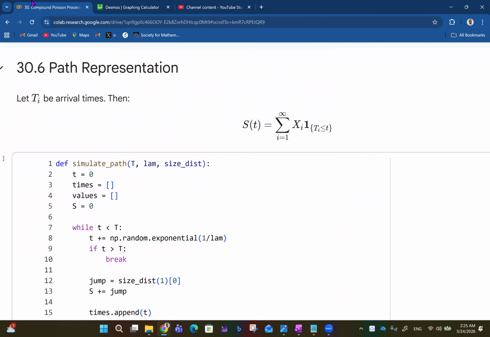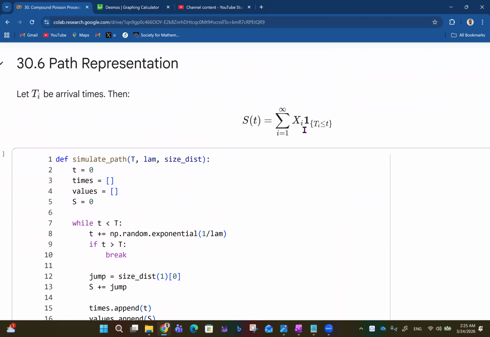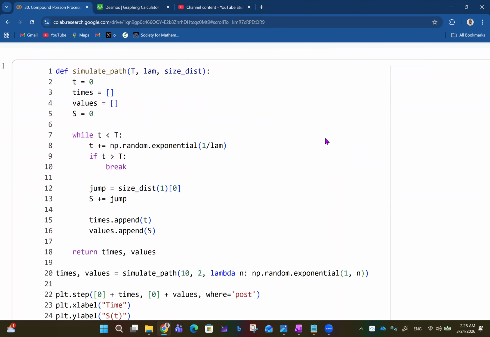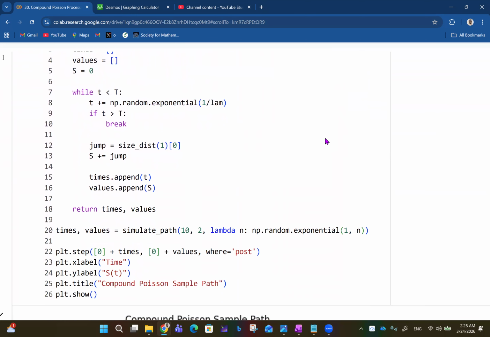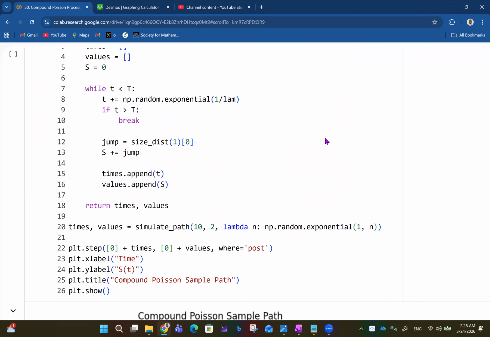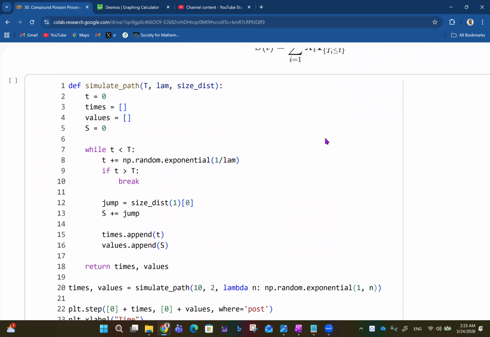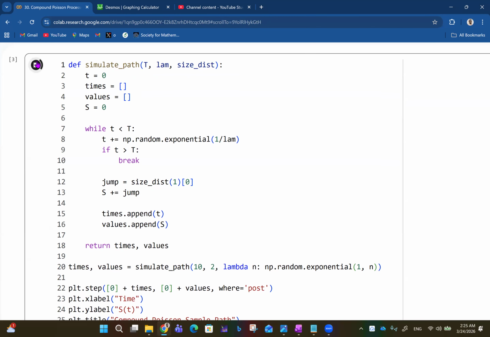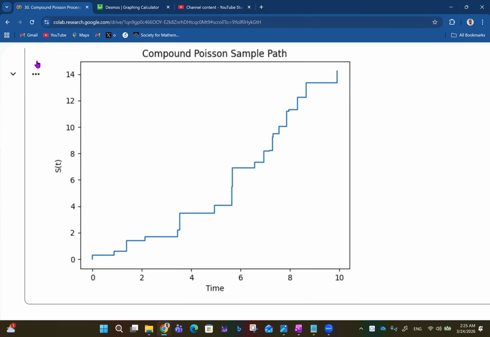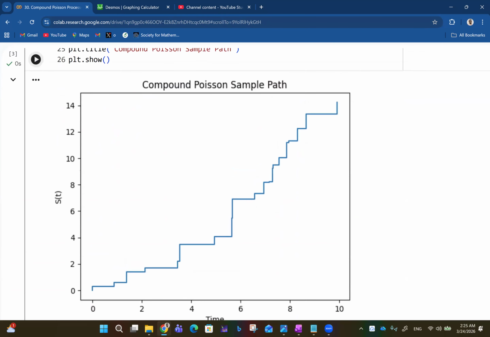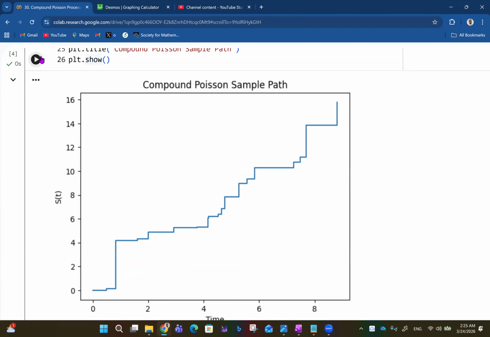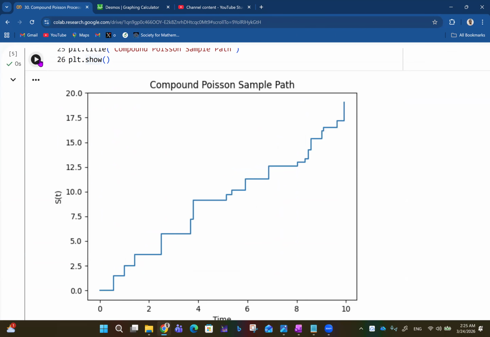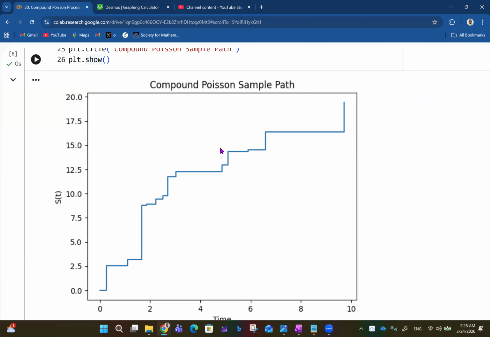Ti are the arrival times. Then we say that S of t is summation from i equals 1 to infinity of xi multiplied by 1, for Ti less than or equal to t. So in this case now, if you put it all together and simulate that in Python, you define simulate path from time 0, s0, and then you go over time, and if you run that, you get this compound Poisson sample path. Of course, as you keep running, it keeps changing, to 16 now, this is 20.0, and all that.